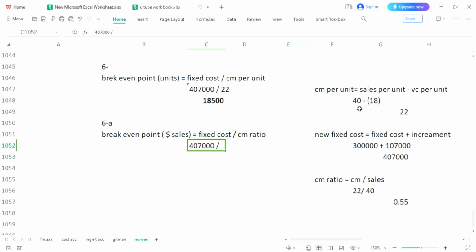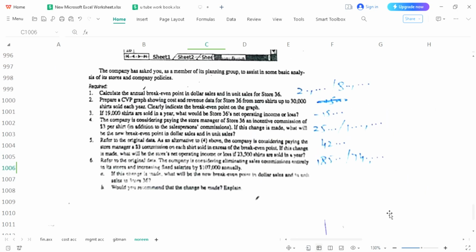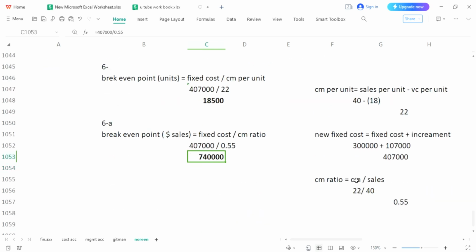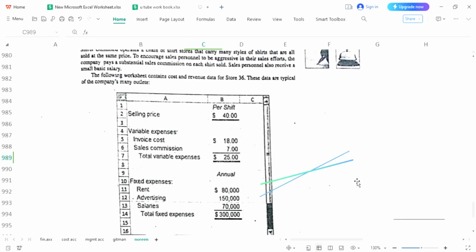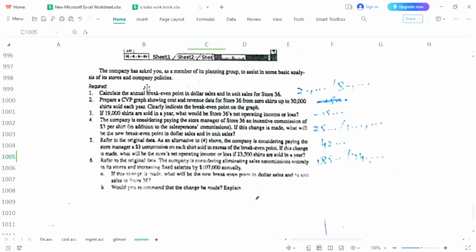Come back to our question. Fixed cost was already mentioned, 407, and it was meant to be divided by CM ratio, which is 0.55. Put over here. Now calculate: 407,000 divided by 0.55. So we have 7,40,000, and you can see over here 7,40,000 is our answer. So what does that mean? Our sixth part has been completed and total were 6 parts. All answers were matched and all parts have been solved.